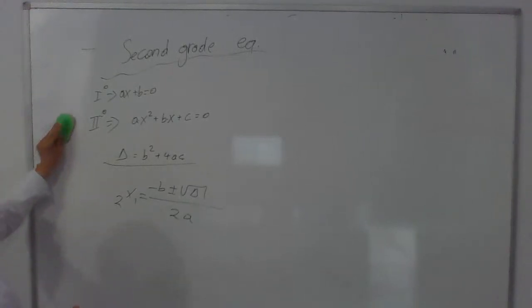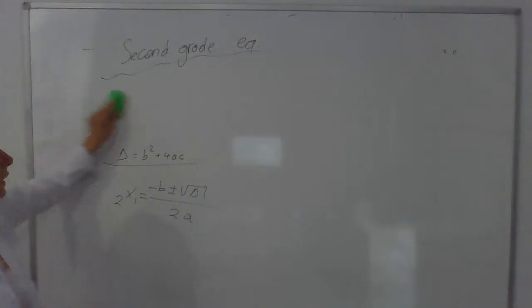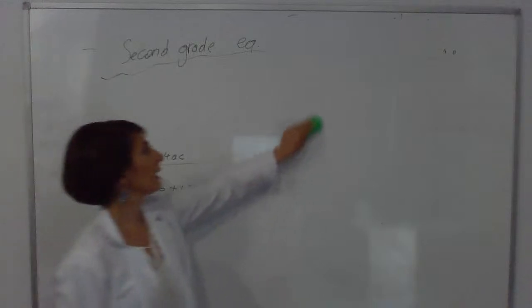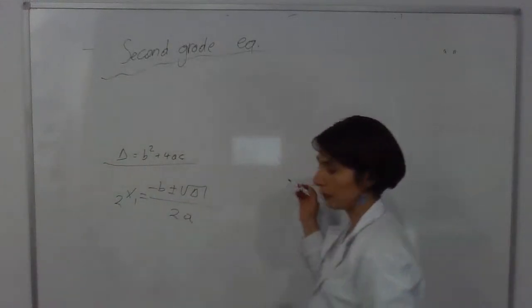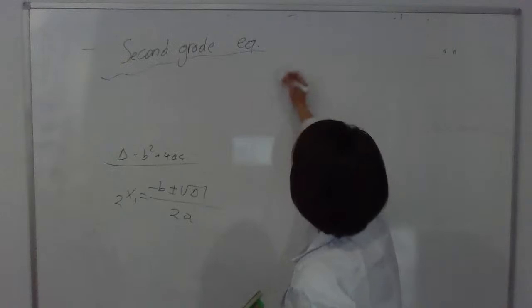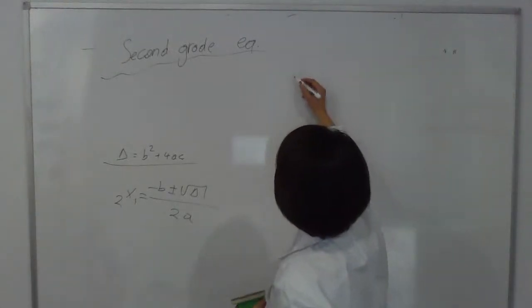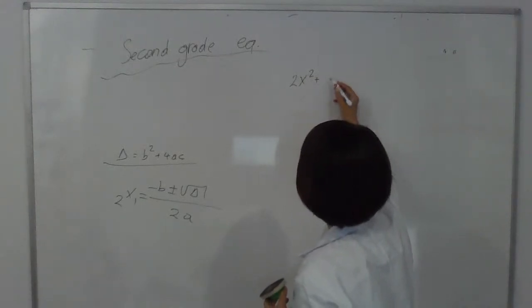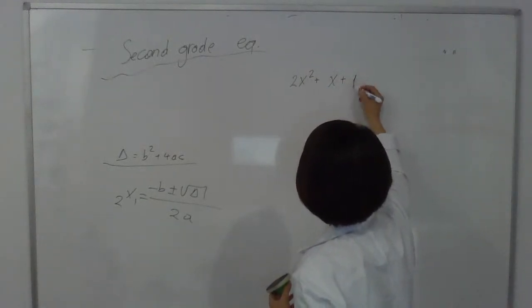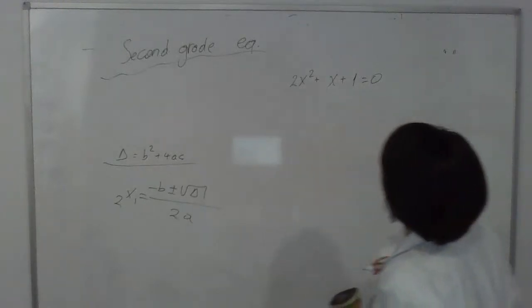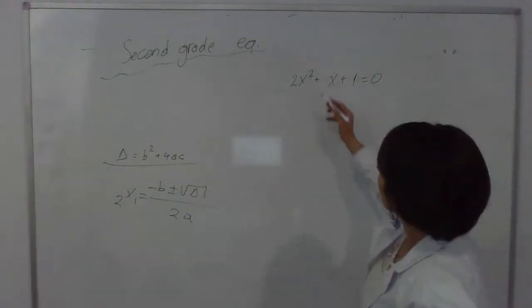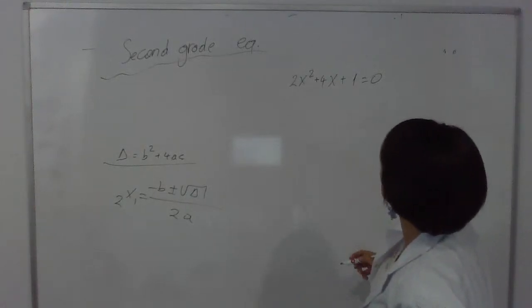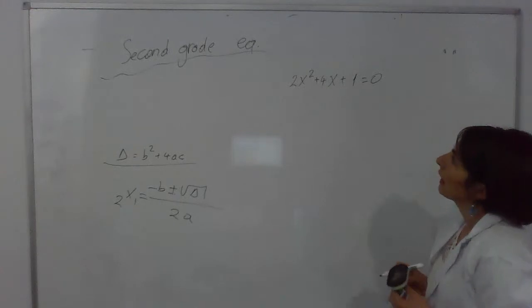So let's continue with one example. If you want to try. Okay, let's take a random example with random numbers. For example, 2x to the power 2 plus 4x plus 1 equals 0, okay?